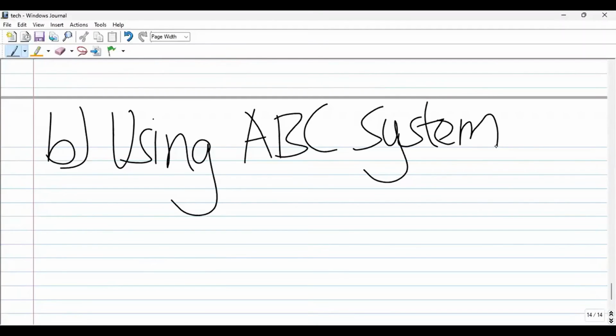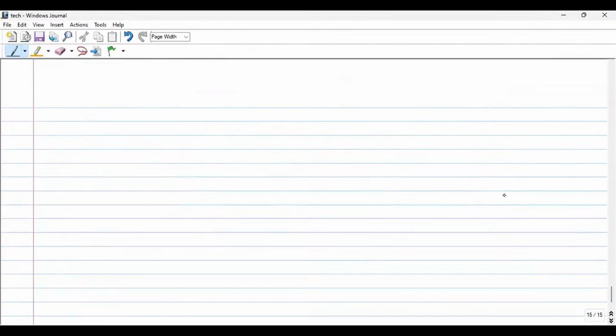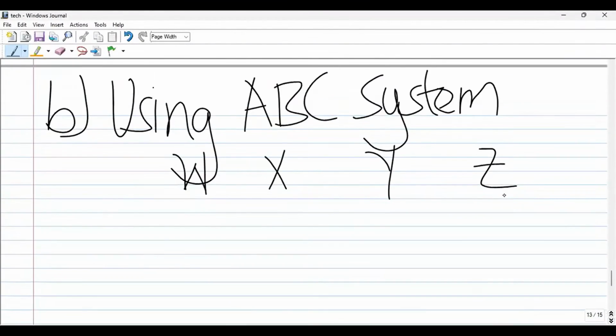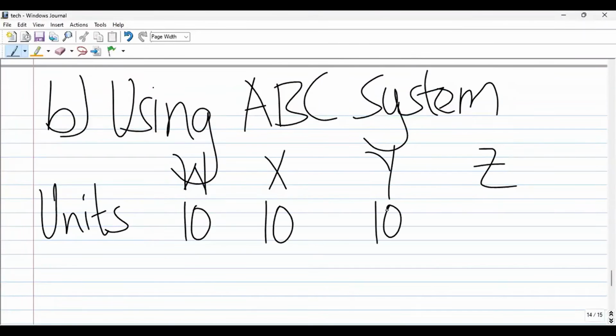Using ABC system. So come and show the products W, X, Y, and Z. So we come and show the units for each. So the units, W, they gave us 10, X 10, Y 100, Z 100.